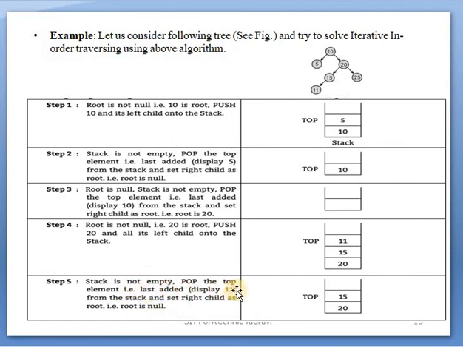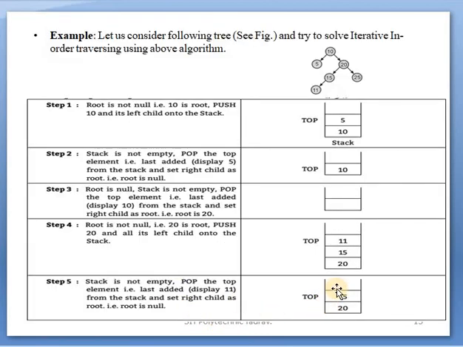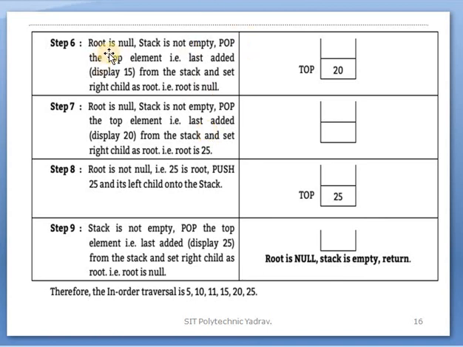The stack is not empty, then pop the top element, the last one added, this 11, from the stack, and set the right child as the root. Root is null, because in that the root is null. Next step: root is null, then the stack is not empty, so pop the last added element and display the 15. Root is null, stack not empty, then pop the element; the last element, that is 20, will be displayed.